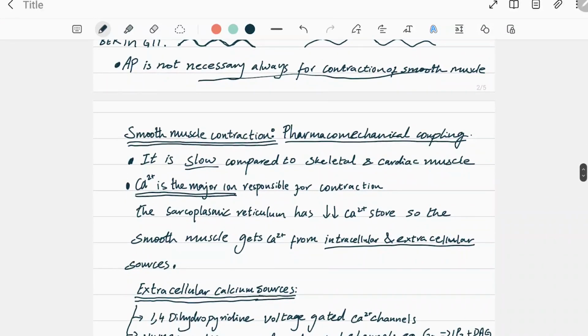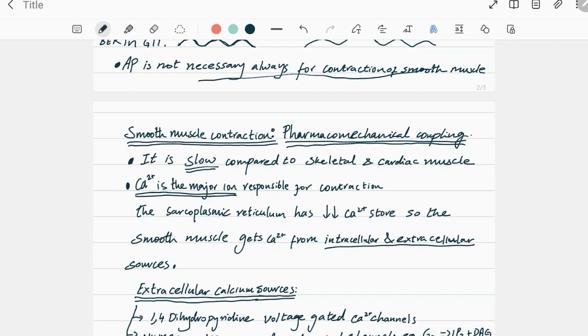Now, smooth muscle contraction does something called pharmacomechanical coupling. There are some differences between smooth muscle contraction versus skeletal muscle contraction. First of all, you can stimulate the smooth muscle to contract with drugs, with certain chemicals, or also there is a mechanical component that plays a role over here, which we'll talk about.